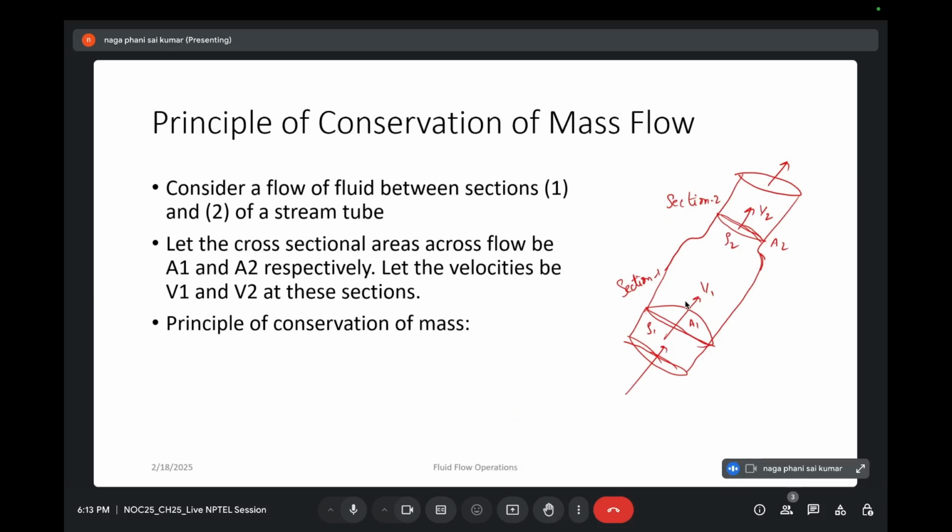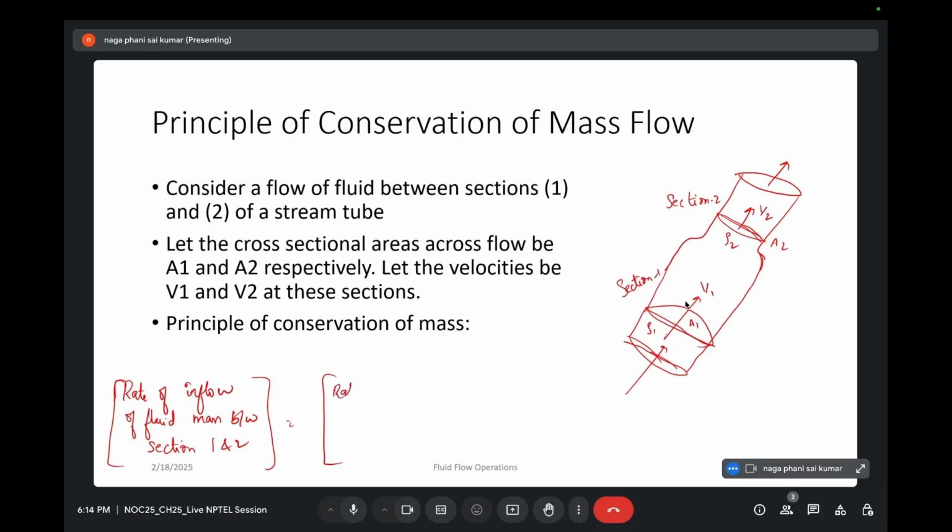So the rate of inflow of fluid mass between section 1 and 2 should be equal to the rate of outflow plus anything that is getting accumulated between the sections. Input is equal to output plus accumulation. That's what we are writing here.